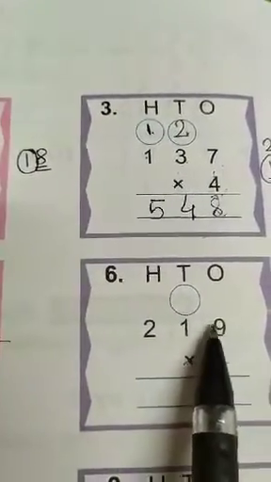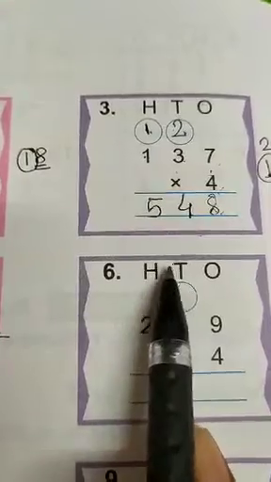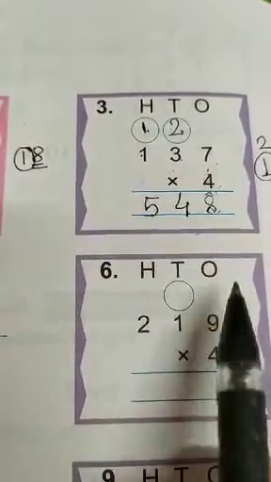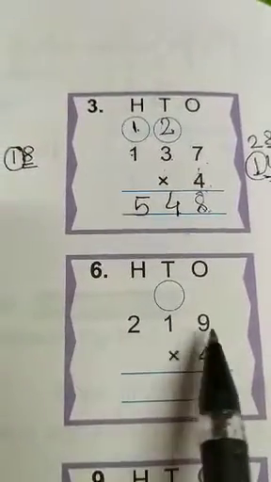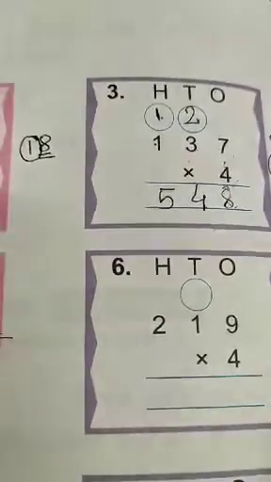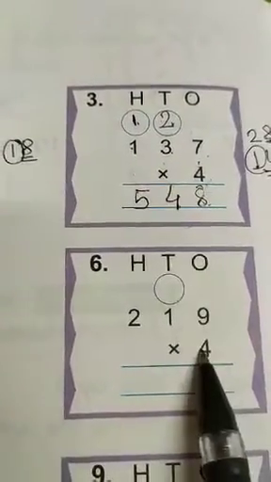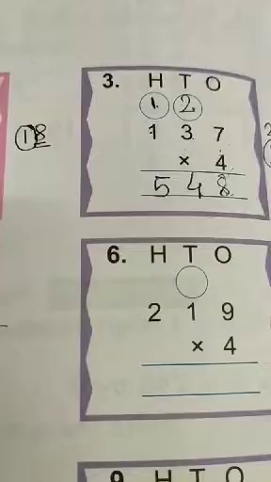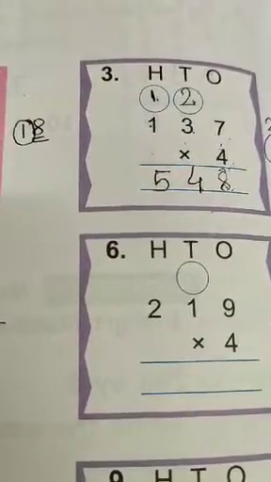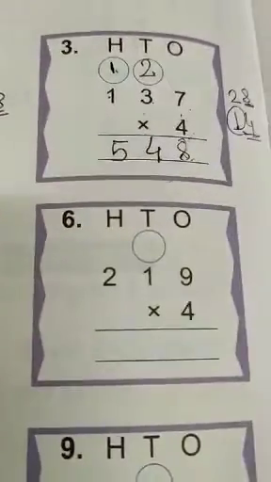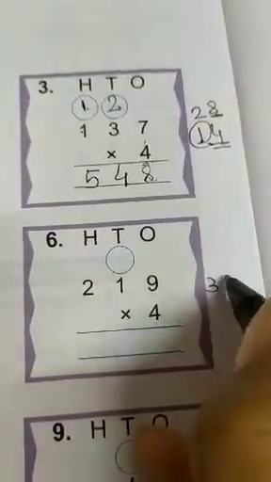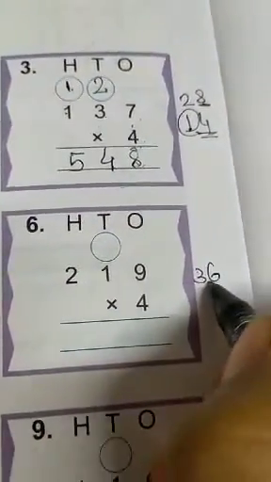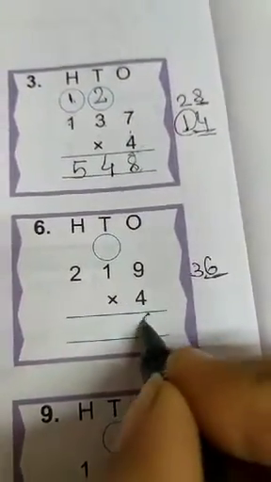So we see here also 3 places, means 3 digits are there, means 219 into 4. So first we multiply 9 into 4. So 9 fours are how much? 9 fours are 36. So in 36, 6 is the ones place, so this will be here and this 3 goes up.